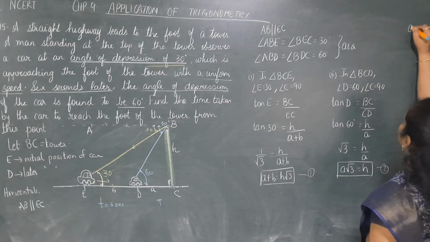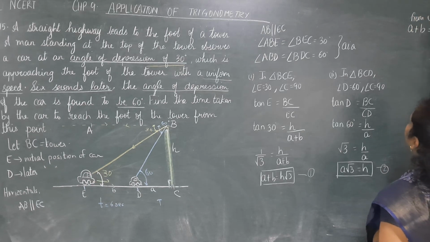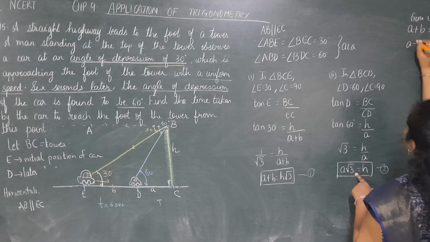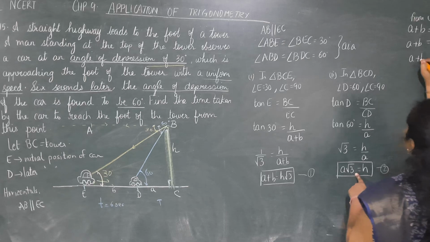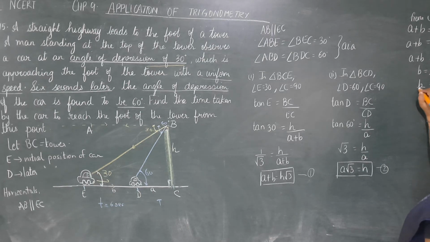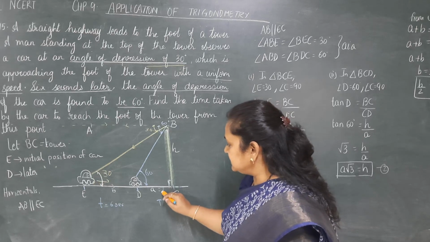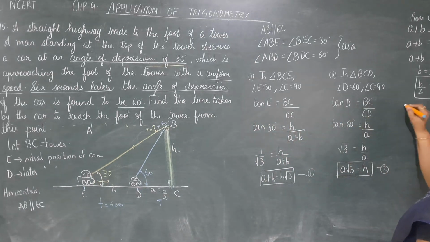Third part: from 1 and 2, a plus b is h root 3 and h is a root 3. So in place of h I write a root 3 into root 3. So we get a plus b is 3a, because root 3 into root 3 is 3. So we get b is 2a. Rather I can say a is half of b. That means the distance between D and C is half of the distance ED.